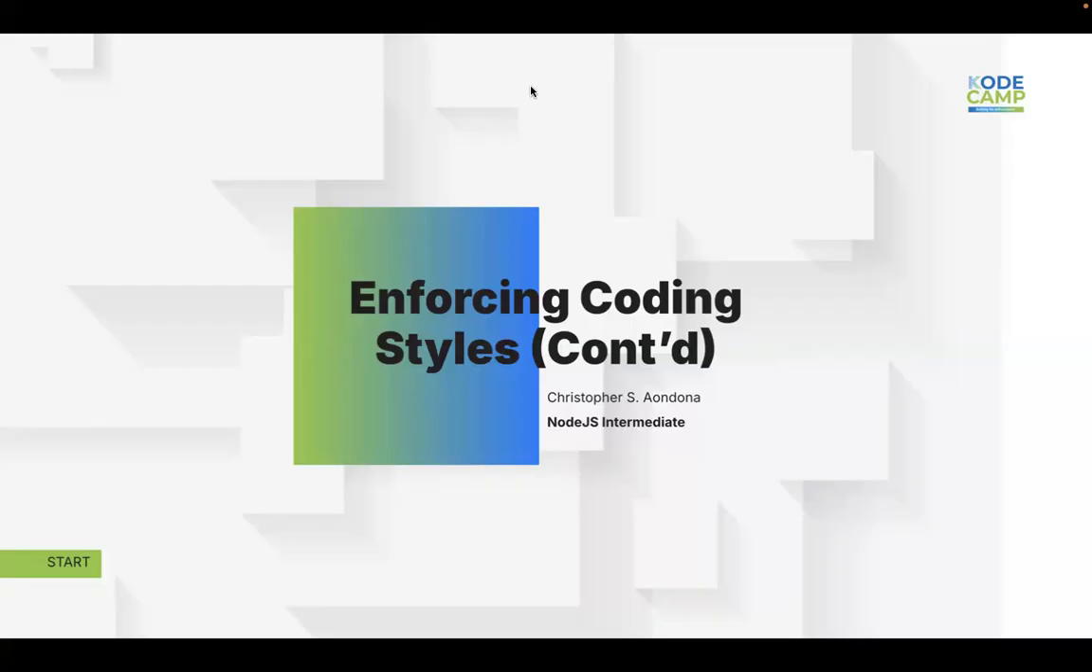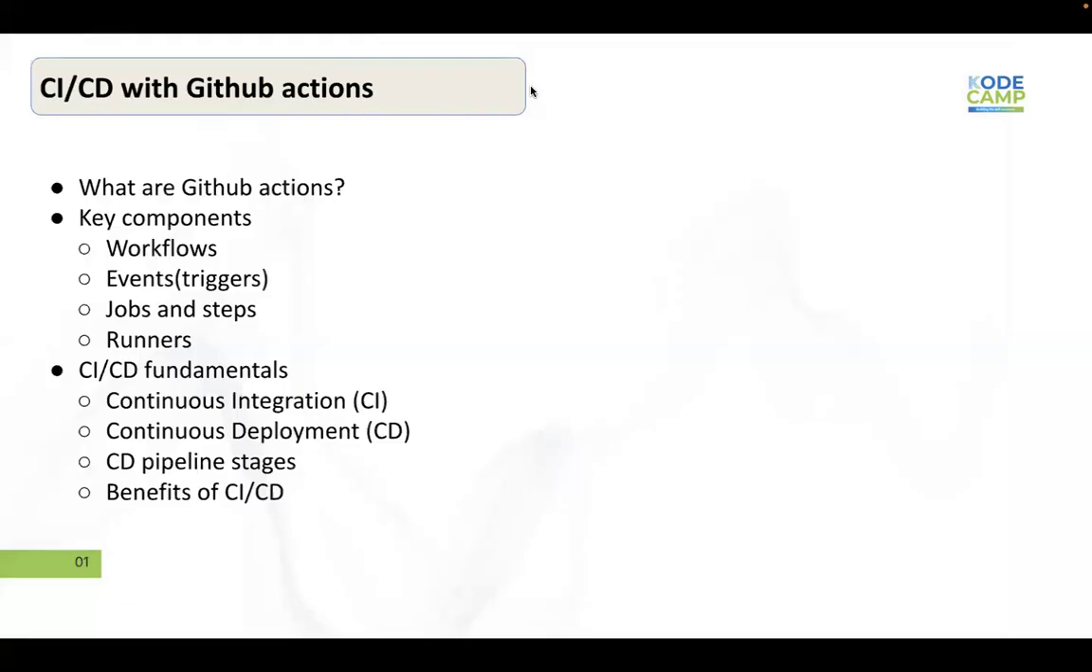In our previous class we started learning about enforcing coding styles in our project. We learned how to set up ESLint, Prettier, and Husky. So in today's class, we'll be continuing with learning how to enforce coding styles in our project. Today, we'll proceed to CI/CD with GitHub Actions.